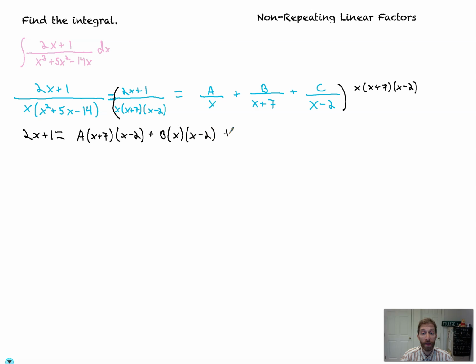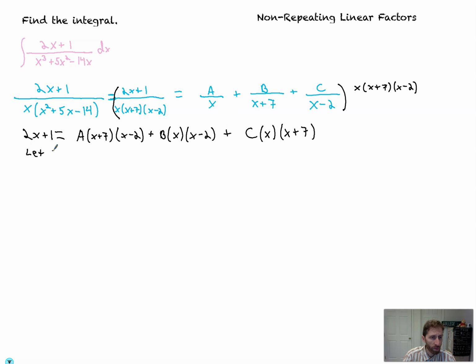Not bad. And then when you multiply c over x minus 2 by that, the x minus 2's divide out, and you're left with x times x plus 7. Nice. Now from here, what we're going to do is do like we did before and cancel out the other 2 values and solve for the one that remains.